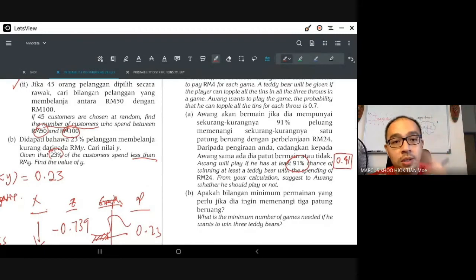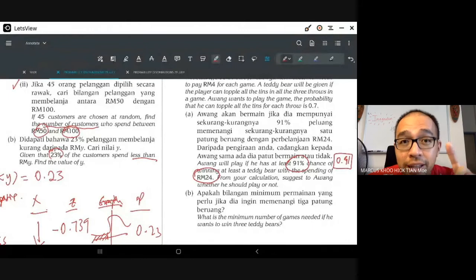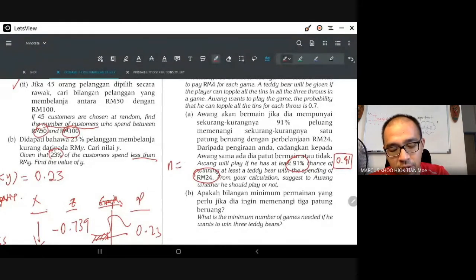Okay, but he wants to spend 24 ringgit altogether lah. So the question is, 24 ringgit is how many games? If one game is 4 ringgit, 24 ringgit is 6 games. What they are not telling you here is that n equals 6. In 6 tries, will he get a bear, one teddy bear? The question is whether he will get r equals 1.